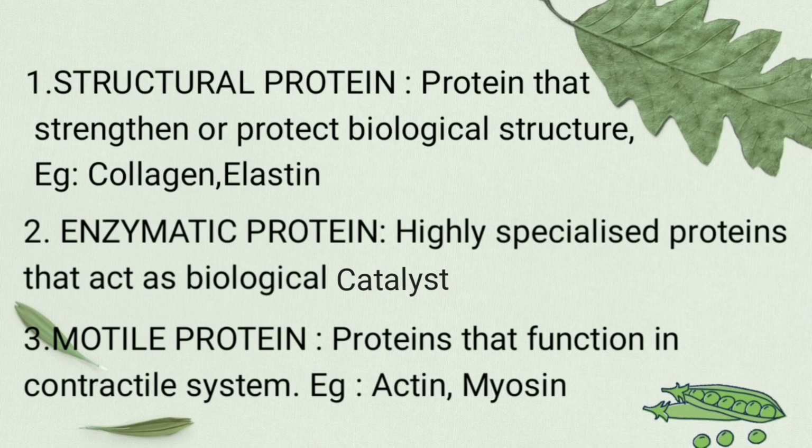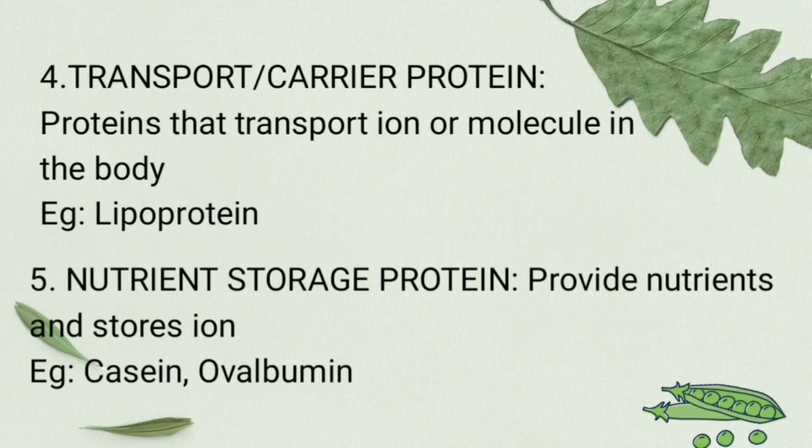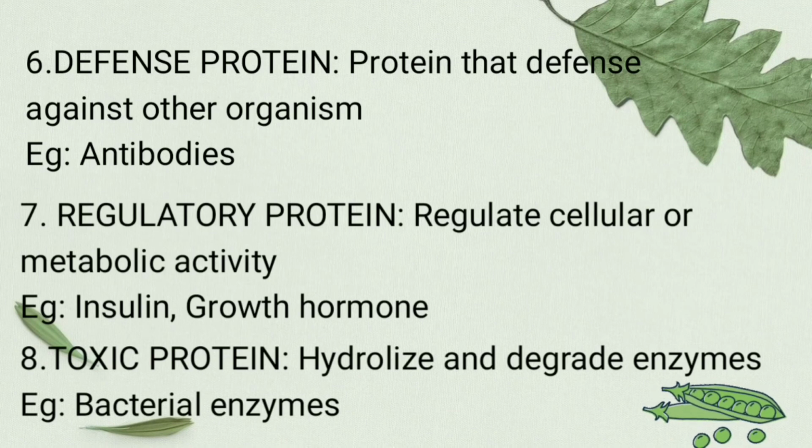Example, actin and myosin. Transport or carrier protein. That is, proteins that transport iron or molecule in the body. Example, lipoprotein. Nutrient storage protein. That is, proteins that provide nutrients and store ions. Example, casein and ovalbumin. Defense proteins. That is, proteins that defend against other organisms.